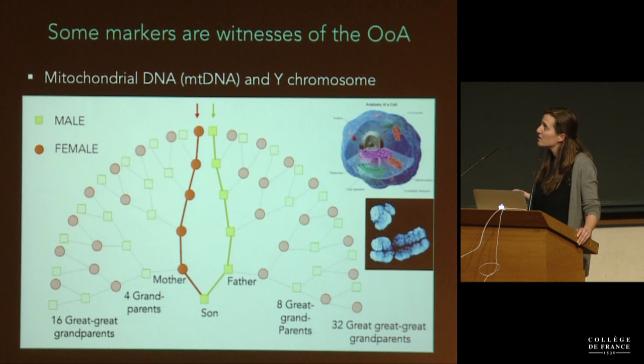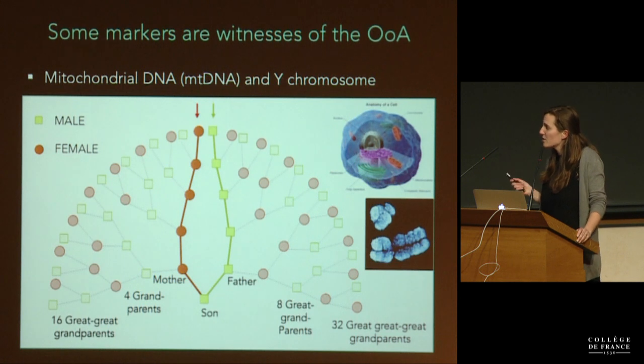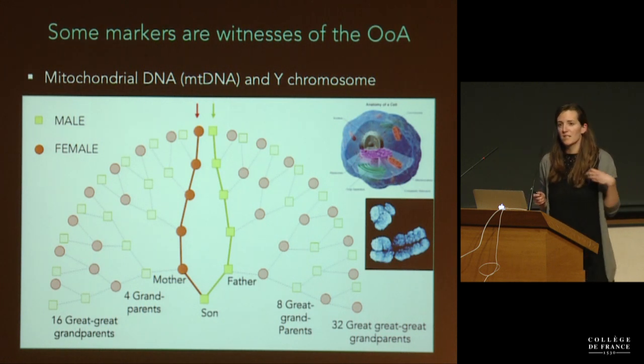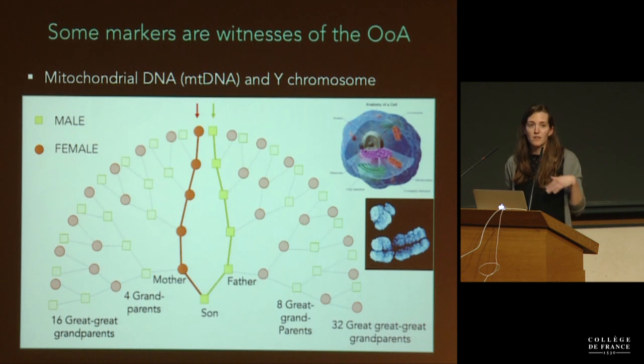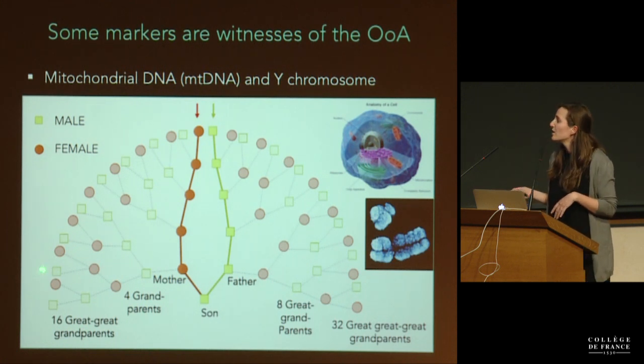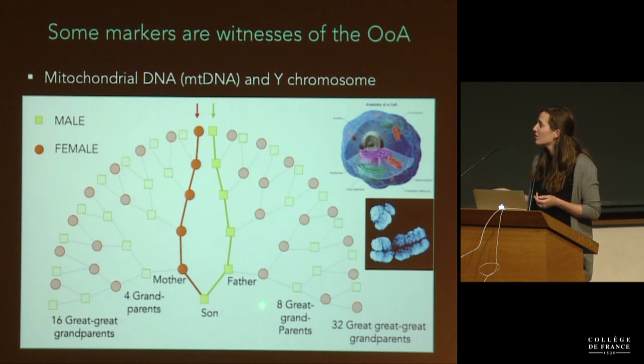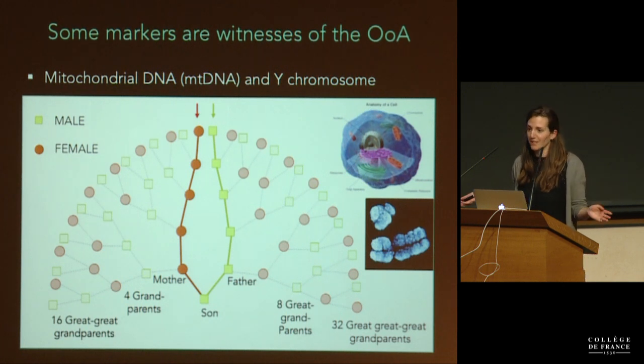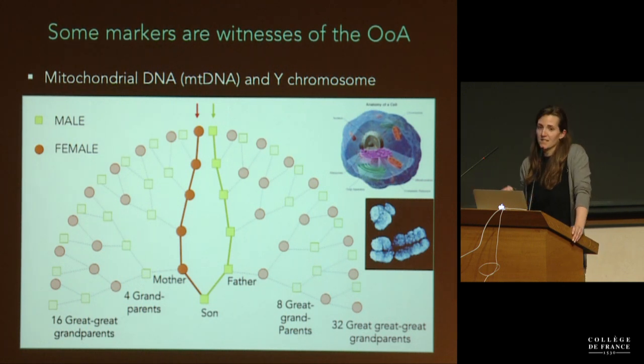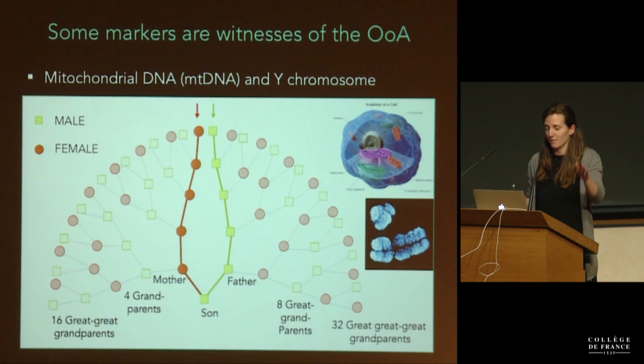Luckily, we have some genetic markers that are witnesses of this out of Africa. They are the mitochondrial DNA and the Y chromosome. The characteristic of these markers is that they are inherited from mother to daughter and from father to son, respectively. Here we have a family tree, and if we sequence that individual, we are basically tracking all the mother-only lineages and the father-only lineages. The downside is that you are losing all the genetic diversity that all the other individuals are contributing, but the upside is that you can build very reliable phylogenetic trees, so you can track that marker back in time.